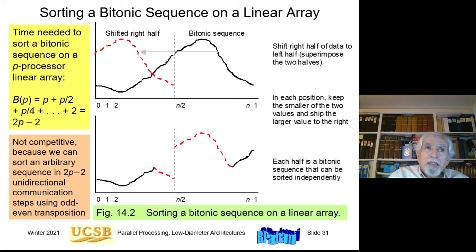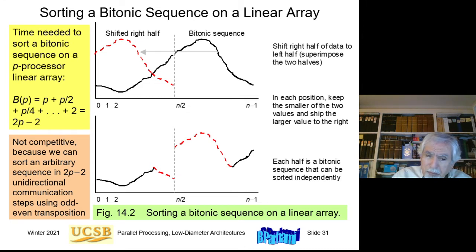Now, in a linear array, we discussed the sorting algorithm, the odd-even transposition, that required p steps. And if you basically consider unidirectional steps, it requires 2p steps. So this is roughly of the same order of complexity as linear array sorting using the odd-even transposition sort, except odd-even transposition sort is applicable to any sequence, not just bitonic sequences. So this is actually not a great result because we are spending roughly the same amount of time as general sorting on a linear array. Okay, so let's not dwell on this.